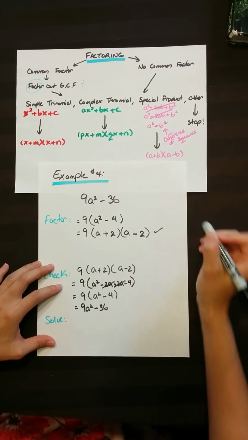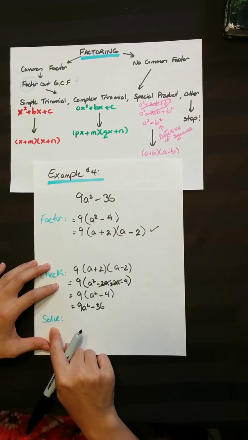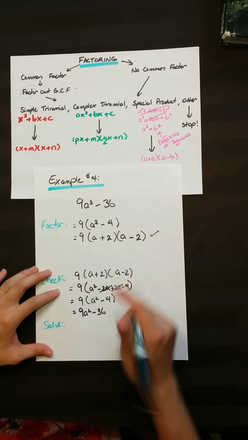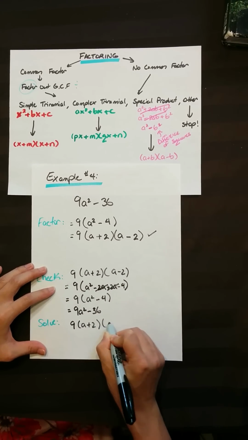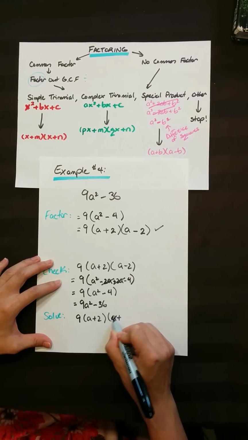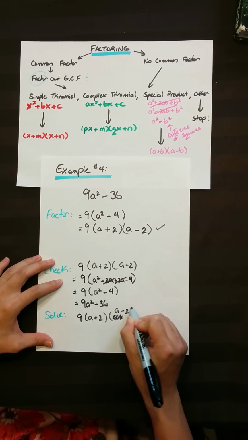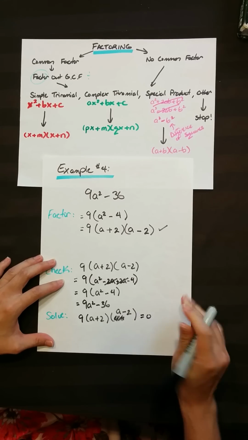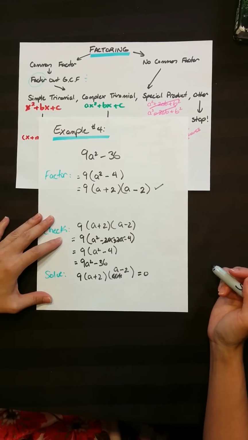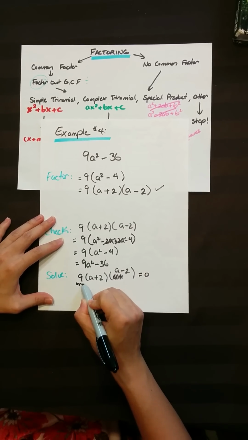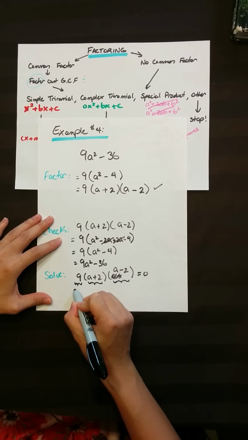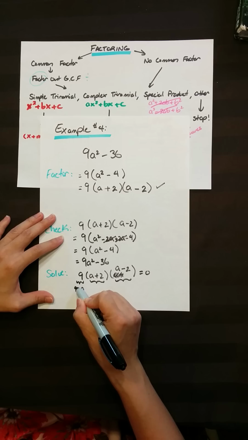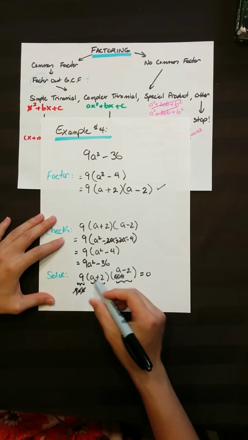So this is correct. Now, there's one last part, which is the solving. Let's take our answer, 9 times (a plus 2) times (a minus 2), and set that equal to 0, and we're just going to solve that. Breaking it up into case 1, case 2, and case 3, 9 can't equal 0, so we're just going to disregard that.